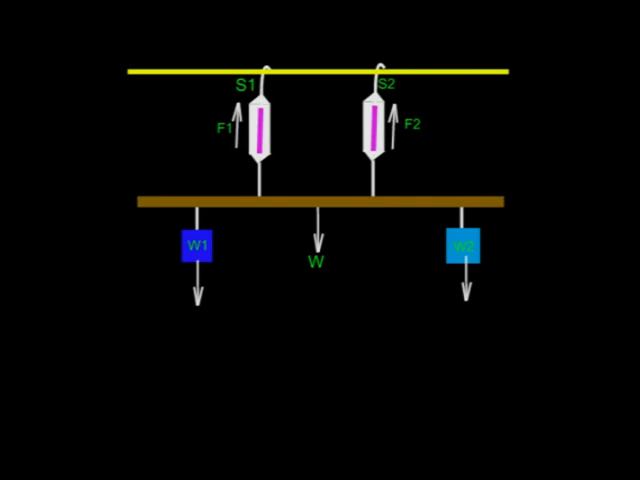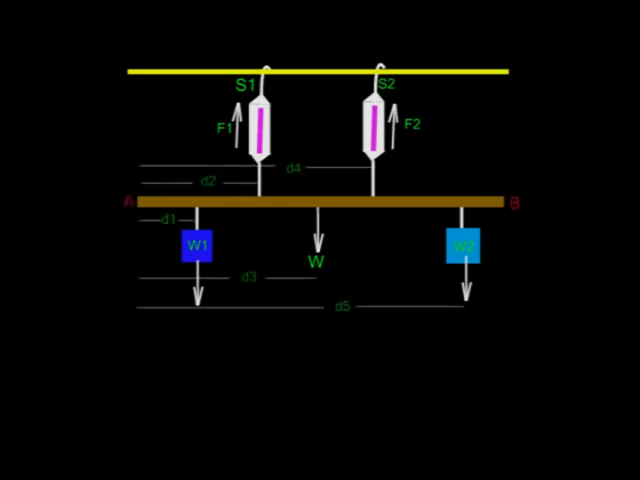Then we measure the distances of the weights W1, W and W2, and I want us to select point A, one end of the meter rule. So we'll have D1, D2, D3, D4 and D5. Please notice the distances are measured from point A to a particular point of interest.